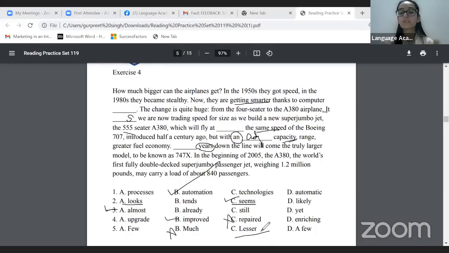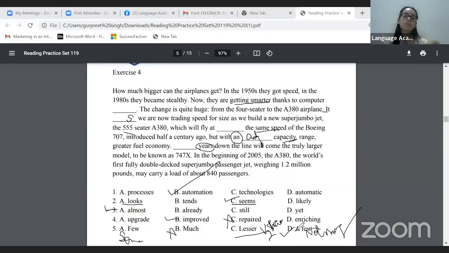And lesser is V2, second form of verb. It is only used with than. Second forms are only used when we are using than, means when we are making a comparison. Now, the difference between a few and few is few means some and a few means not many. This is also a very common blank that comes in the exam. So dash years down the line, what do you want to say? Some years down the line, or you want to say not many years down the line will come the truly larger model? So it should be a few.